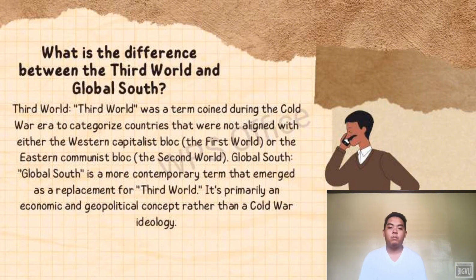In summary, while both terms are used to describe countries facing economic challenges and inequalities, Third World has historically had connotations related to Cold War politics, whereas Global South is a more contemporary and economically focused term that highlights disparities in development and global power. So, the use of Global South is generally considered more politically correct and precise in today's discussions of global issues.